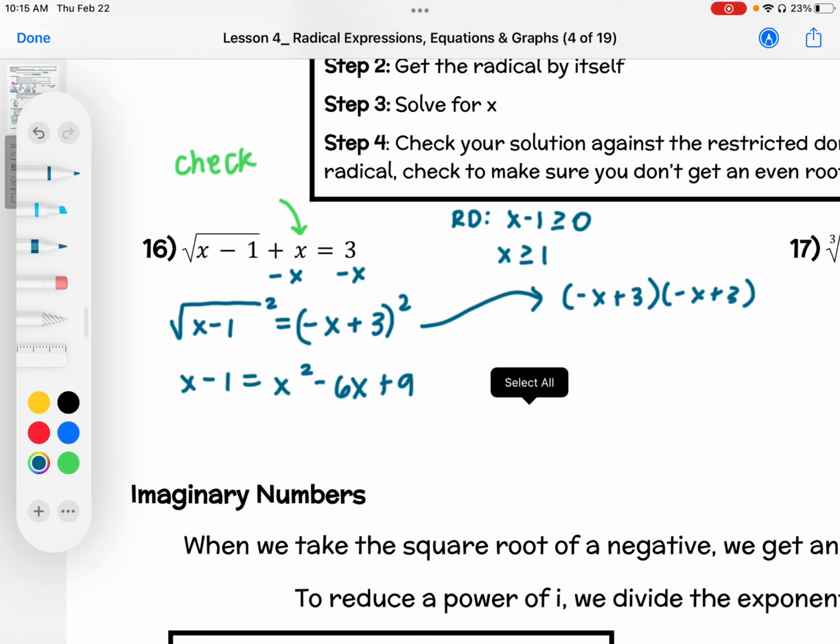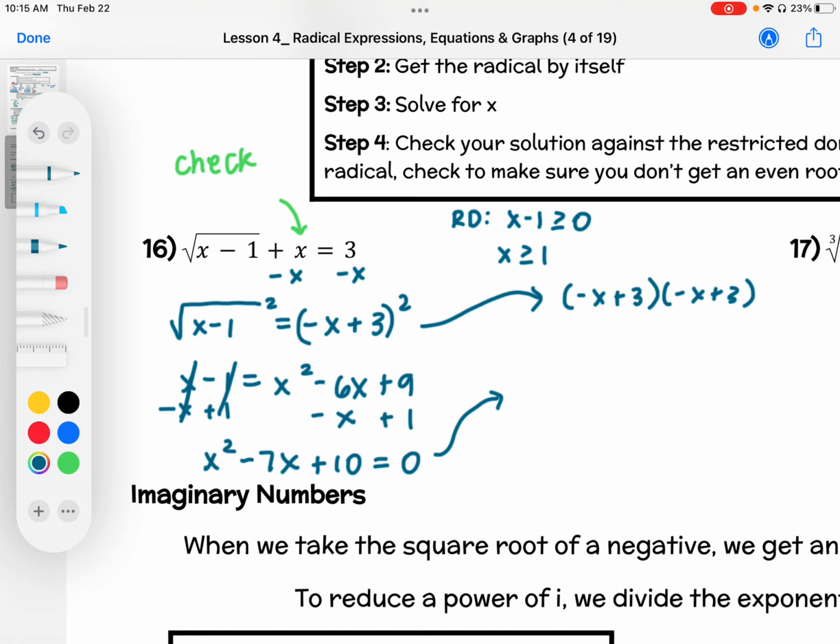And then because we have an x squared, we're going to get everything to one side. So I'm just going to subtract everything from the left side and move it to the right side. So those cancel, and we get x squared minus 7x plus 10 equals 0. And then we factor. So figure out what multiplies to 10 and adds to negative 7. That would be x minus 5, x minus 2. And then so x would equal 5 and x would equal 2.